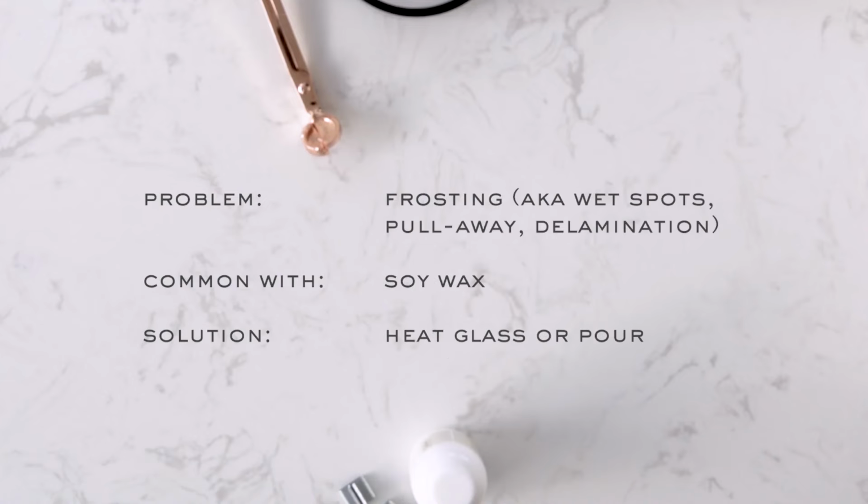Frosting, also known as wet spots, pull away, and delamination. Areas where the wax pulls away from the glass caused by inaccurate pouring temperatures or rapid ambient cooling. This is again most common with soy waxes. To prevent frosting, again try heating your glass or simply pouring your wax at a lower temperature.